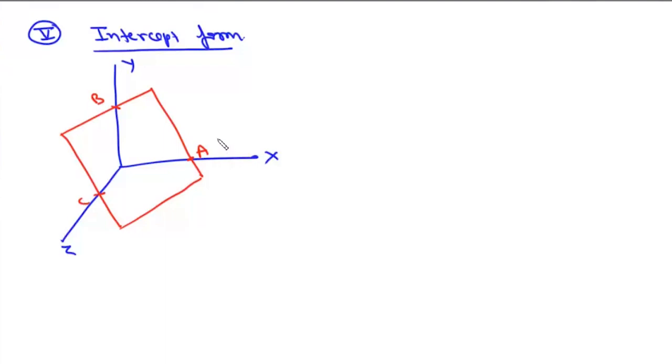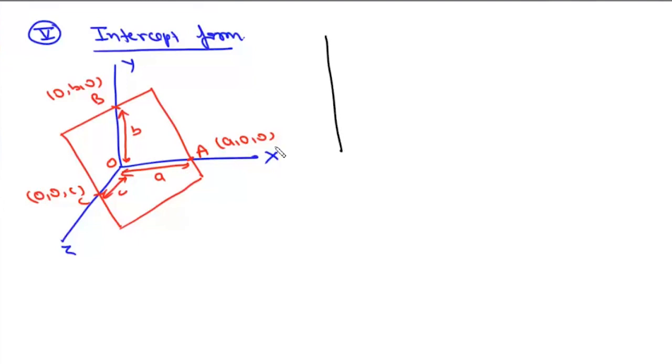and C, where A is (a, 0, 0), B is (0, b, 0) and C is (0, 0, c). So this OA is your x-axis intercept a, OB is your y-axis intercept b, and this OC is your z-axis intercept c. O is the origin. Now we need to write the equation of this plane.